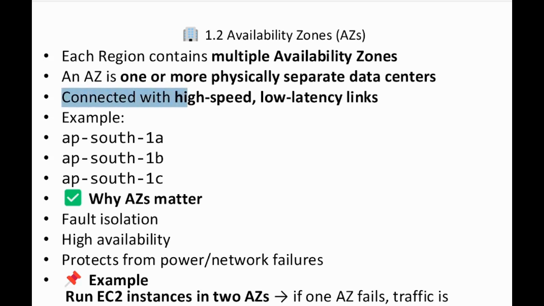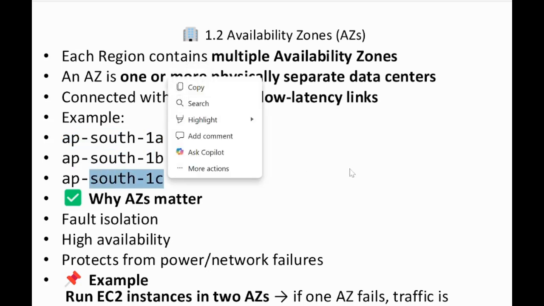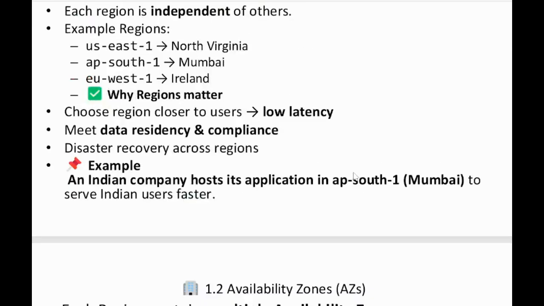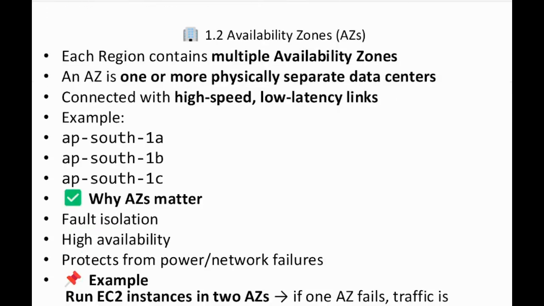They are connected with high speed, low latency links. So this is the benefit. You will see the example this way. If it's written like us-east-1, this is the region. But if you see something like ap-south-1a, 1b, these are the availability zones. So this is the difference.